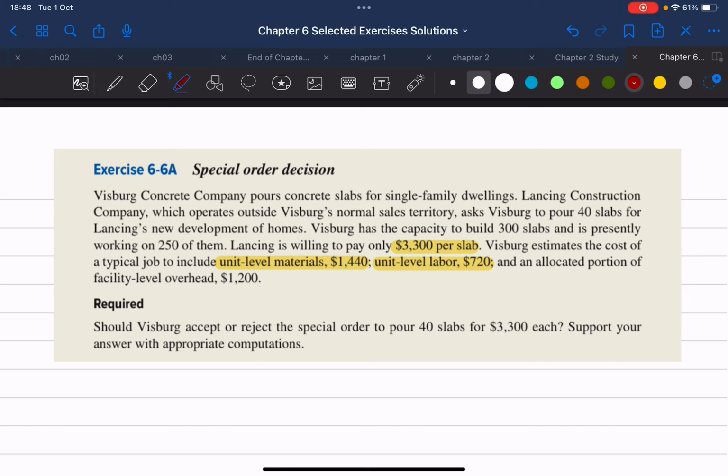Why? Because this is a facility level cost that is allocated to this part of production. If we don't produce that extra 40 slabs, we're still going to incur that 1,200. The only difference is going to be, perhaps it's going to be allocated to something else, right? So this could be anything. It could be utilities, tax, cost, depreciation, whatever, but it is a facility level cost. So producing that extra 40 slabs or not, we're not going to avoid this cost. And since it is not an avoidable cost, we're not going to incorporate it in our calculation.